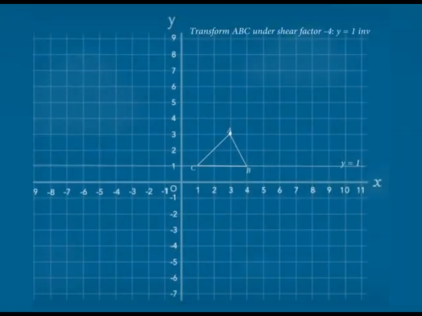If the shear factor was, say, -4, then displacement will be equal to 2 times -4, which is equal to -8. And so that is a displacement of 8 units leftwards. So 1, 2, 3, 4, 5, 6, 7, 8. So that would be the new figure.